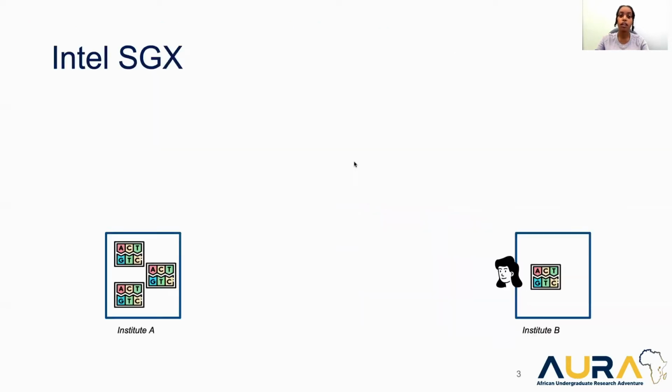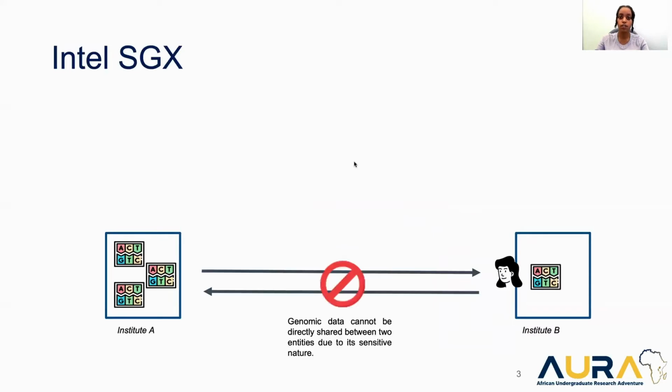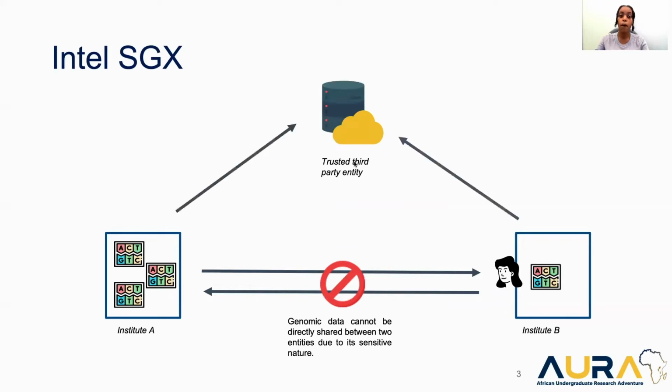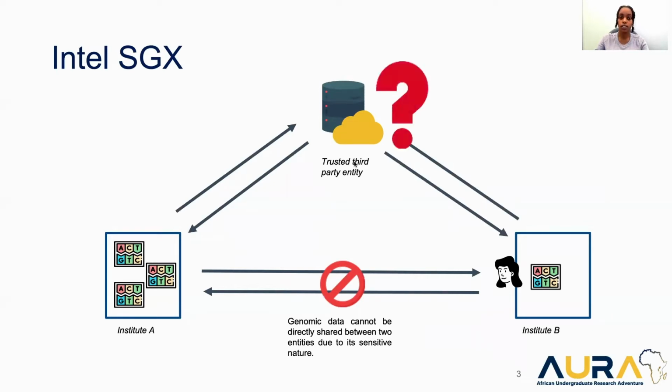And often, this data is spread across multiple independent institutes, and due to its sensitive nature, it cannot be directly shared among institutes. Rather, an alternative solution would be for these institutes to collectively agree on a trusted third-party entity to receive this genomic data, perform computations, and send back only final results without having to reveal any of the data to anyone. But to what extent is this third-party entity to be trusted or secure?